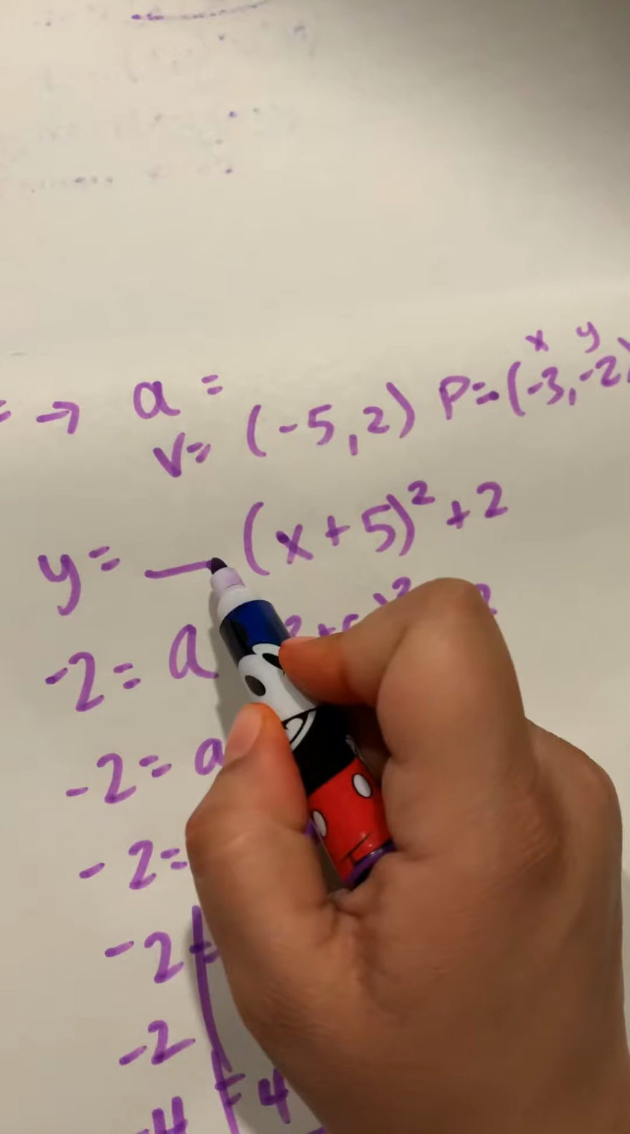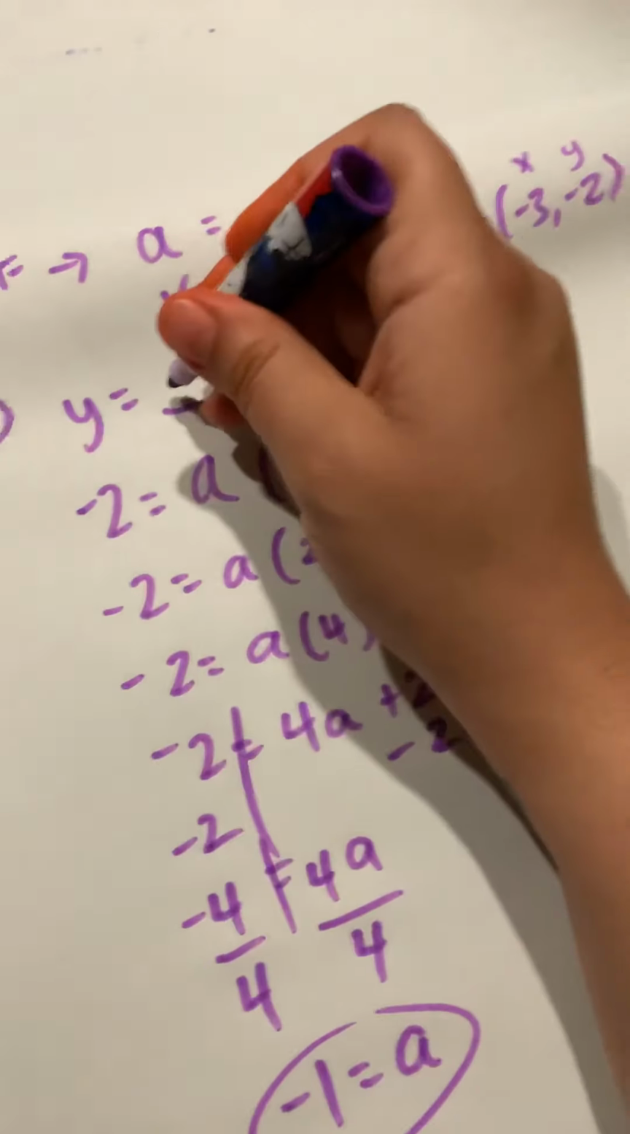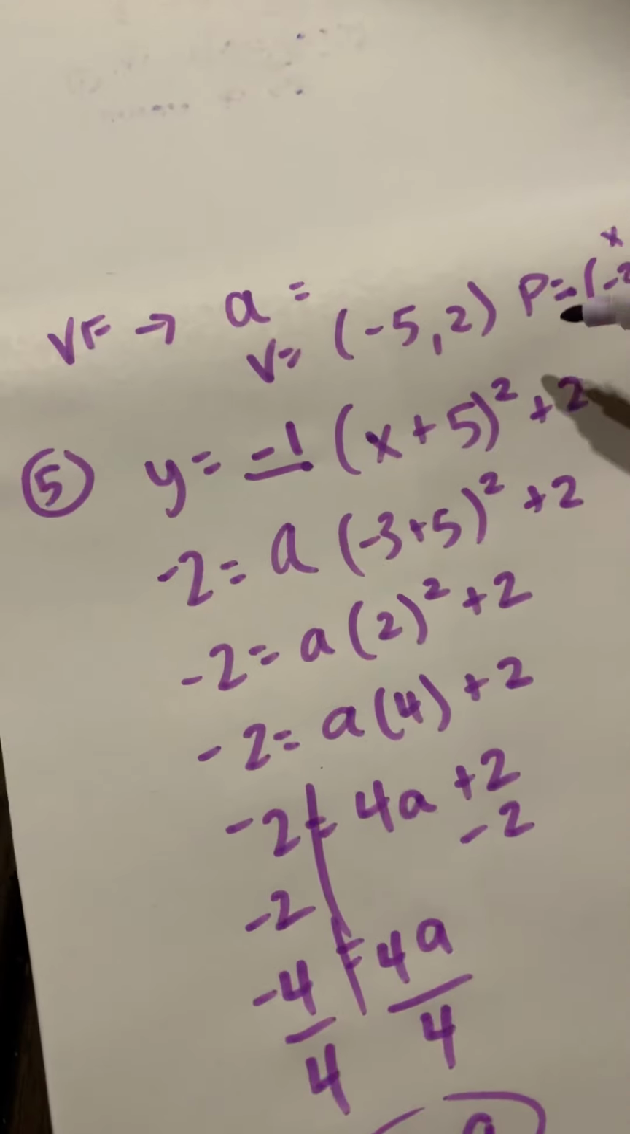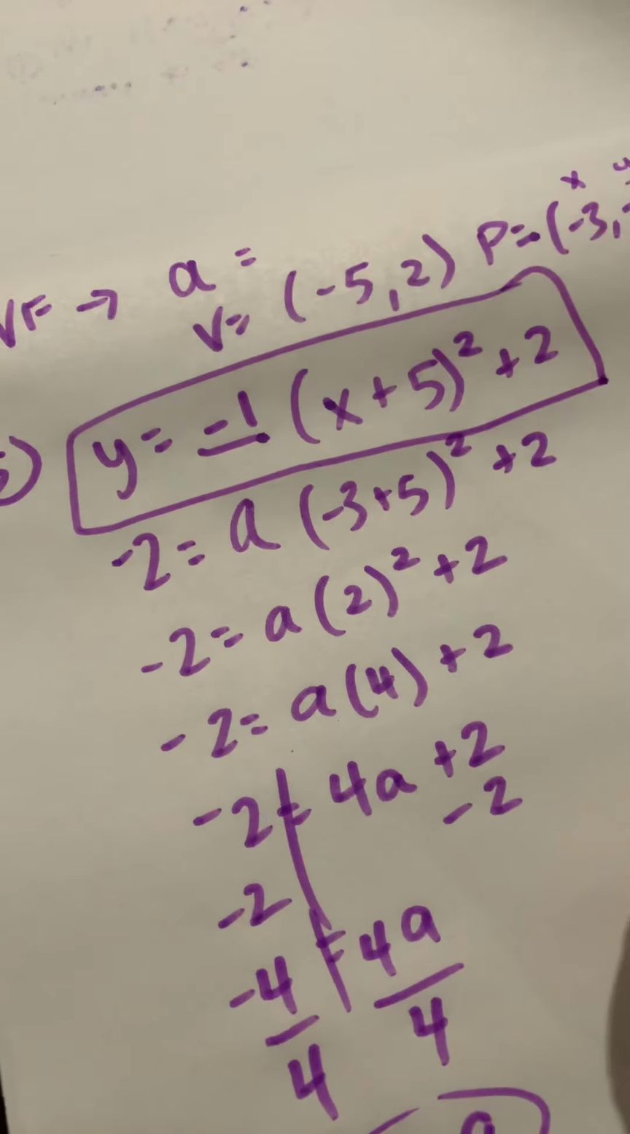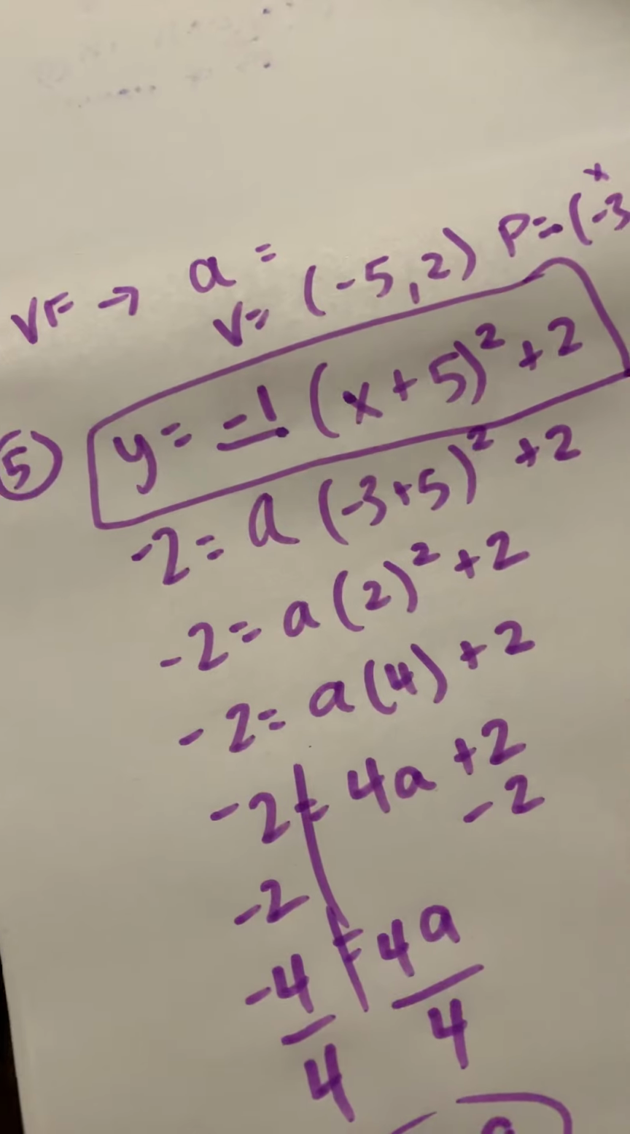Since I now know that a is -1, when I come back to this first step, you see how I just left the blank mark? Now I'm going to put a -1 right there. And then that's the equation. So that's for number 5.